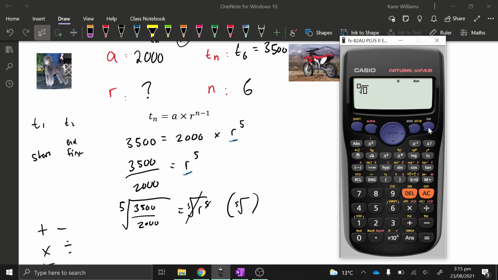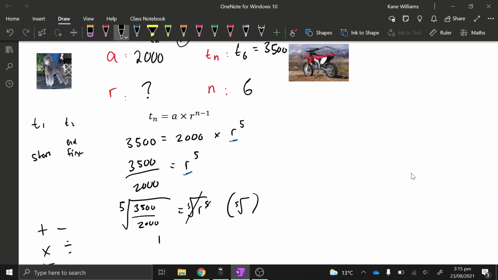Whoops. Actually, don't do that first. 5, so the 5th root. So 5, 5th root of 3,500 divided by 2,000, that's what a fraction is, it's just dividing by, is that. So 1.1184, blah, blah, blah, blah. So R is 1.1184, blah, blah, blah, blah.